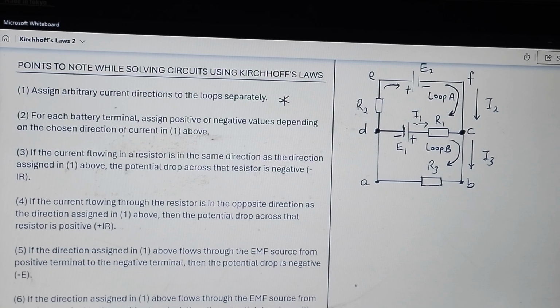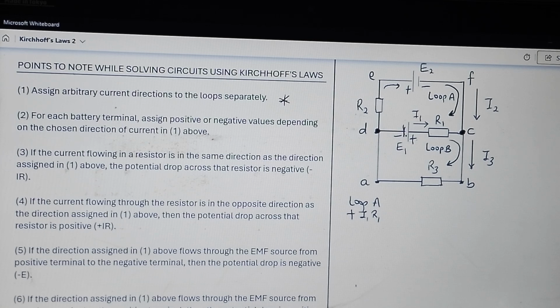Since this I1 is moving in the opposite direction of what we have assigned originally, the potential drop here is positive. So for this loop A, we will have plus I1 R1. We continue moving to the next point.